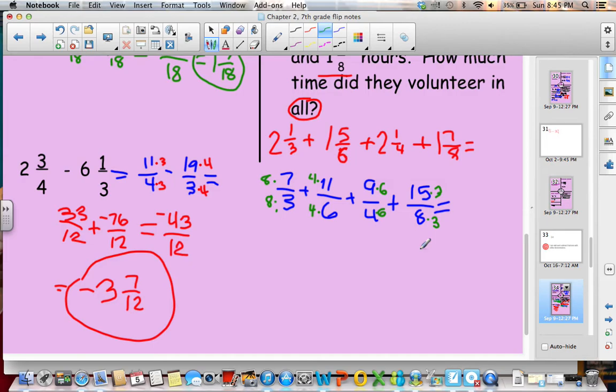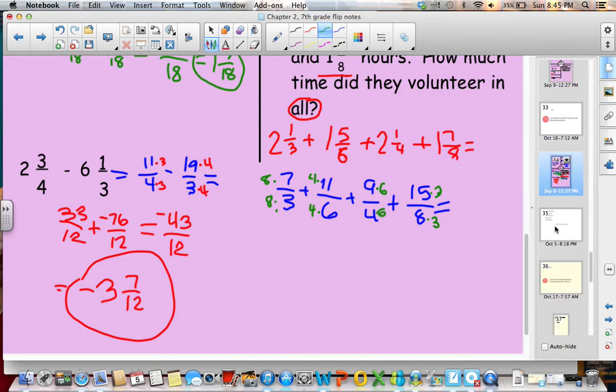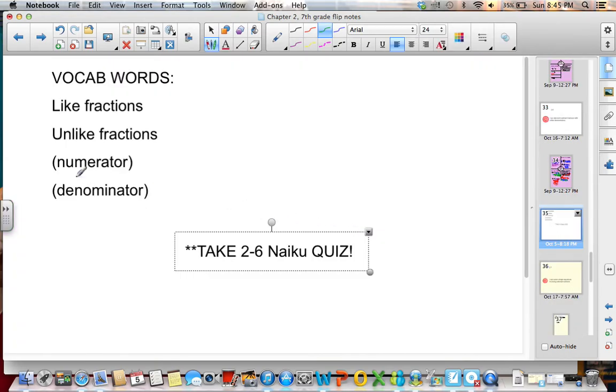and then take the 2-6 quiz. I wrote myself a little note to remind you that on your vocab sheet you can fill in like fractions, unlike fractions, and if you haven't already filled in numerator and denominator, you should be able to fill that in from today's lesson as well.